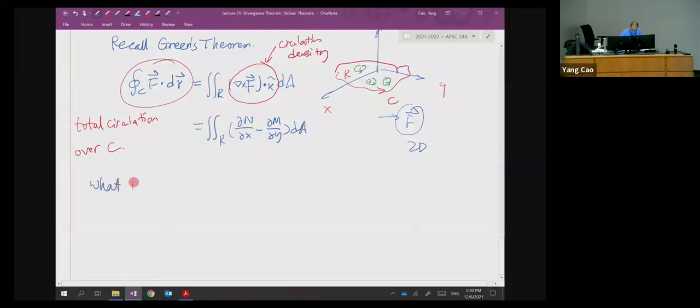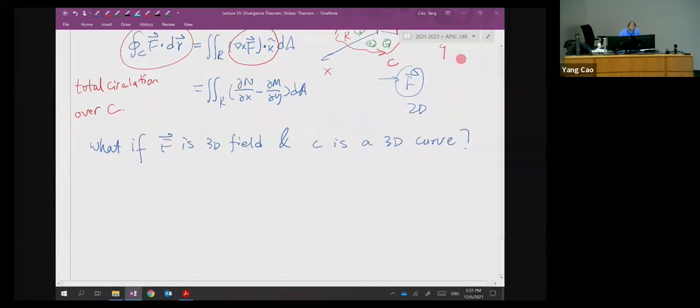So basically, what if F is a 3D field and C is a 3D curve? Then what do we do? So now let me write down Stokes theorem.